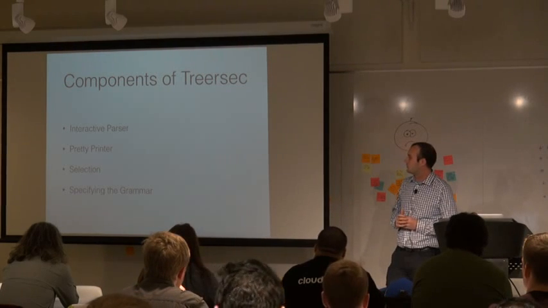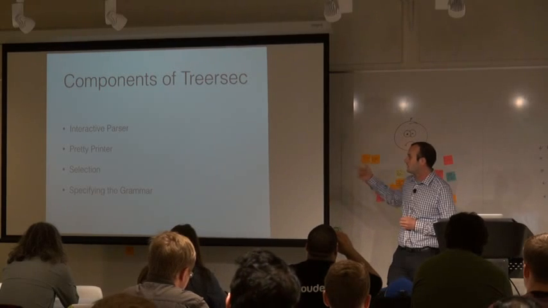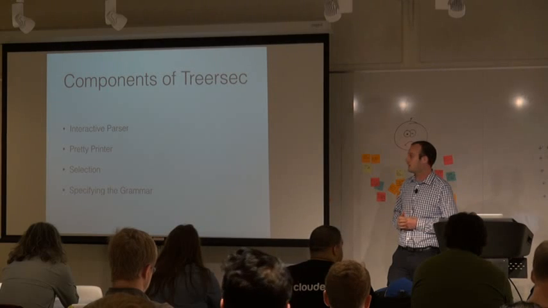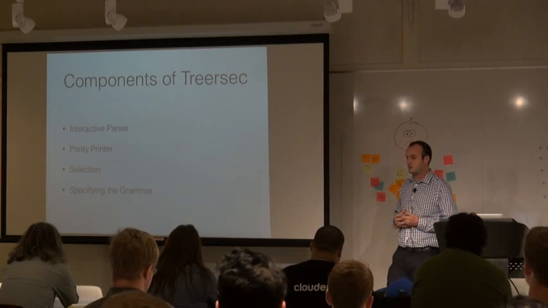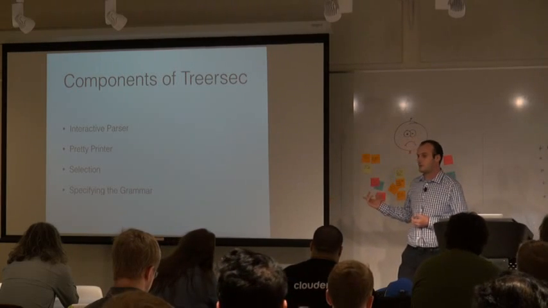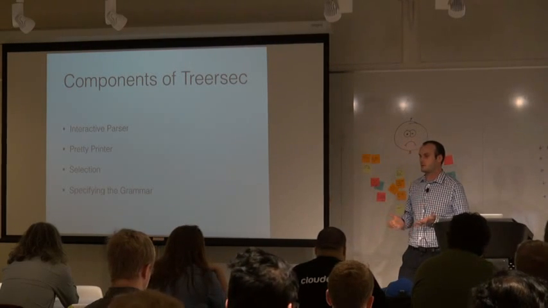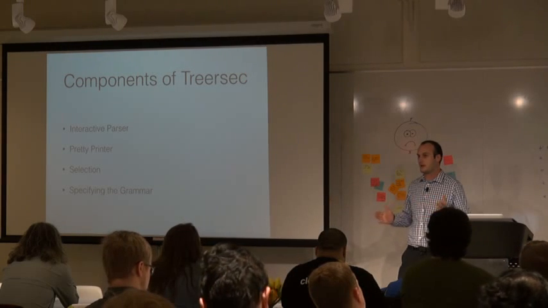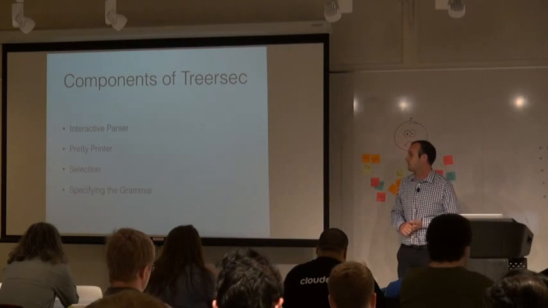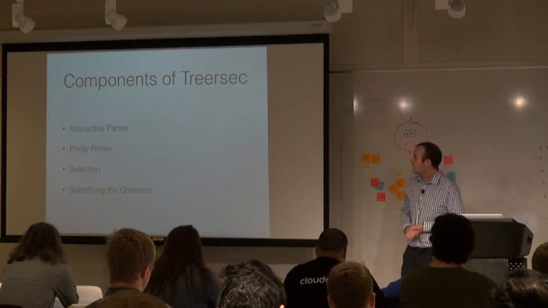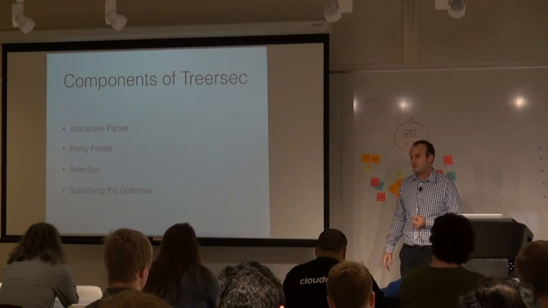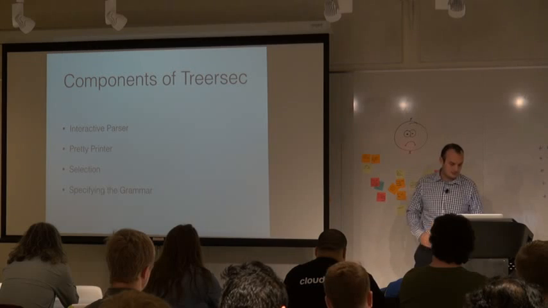So I'm going to go through the different parts of it, which are, there's the interactive parser, which is how you enter stuff into TrierSec. There's the pretty printer, which is how you see what the tree looks like right now. Selection is something that is just obvious for text. Text is an array, so selection is a subarray. In the tree editing context, you have to ask what is a selection. And then finally specifying the grammar, which is just how you actually get this working in Haskell.